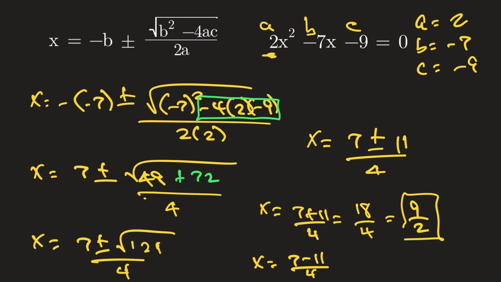7 minus 11. Negative 4 divided by positive 4. Negative 1. Bingo. There's your two answers. 9 over 2 and negative 1. So sometimes it's not going to divide evenly. That's fine. Leave it fractional, but just make sure it's reduced. Questions?